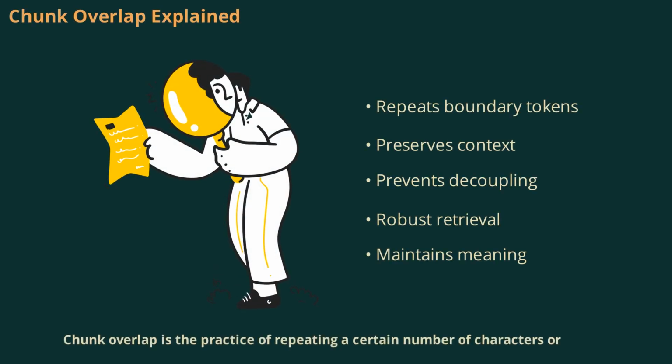Chunk overlap is the practice of repeating a certain number of characters or tokens from the end of one chunk at the beginning of the next. This ensures that semantic context crossing the boundary of a split is not lost. By preserving vital pieces of adjacent information, chunk overlap prevents important details from being decoupled, making retrieval and generation more robust. It's a simple yet powerful technique for maintaining context in RAG systems.